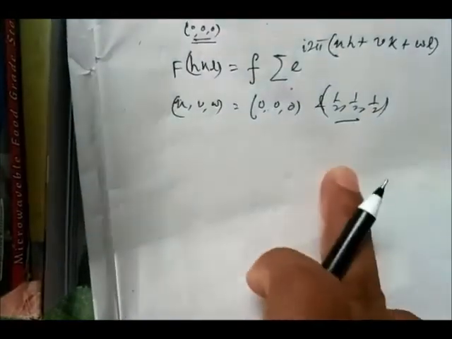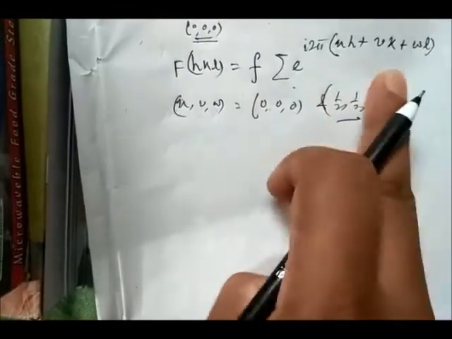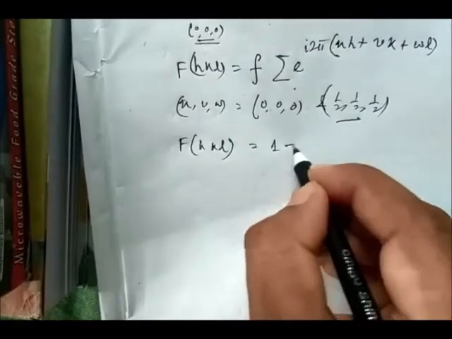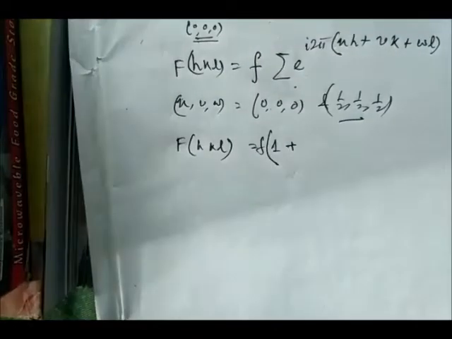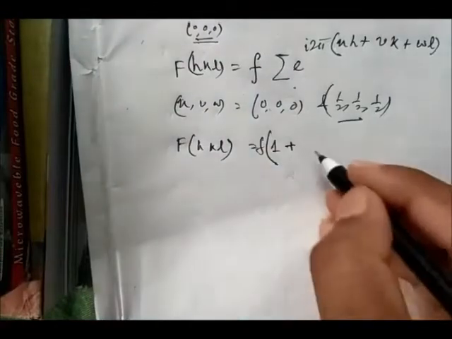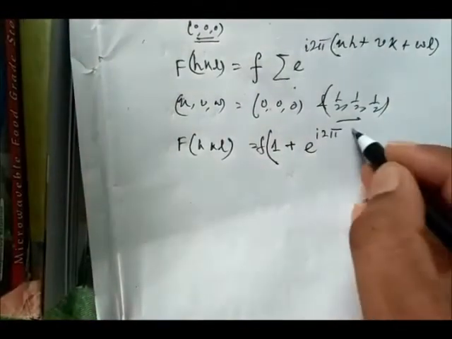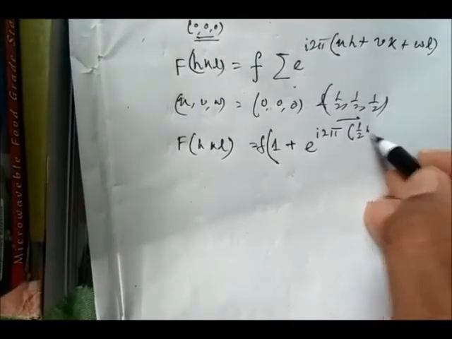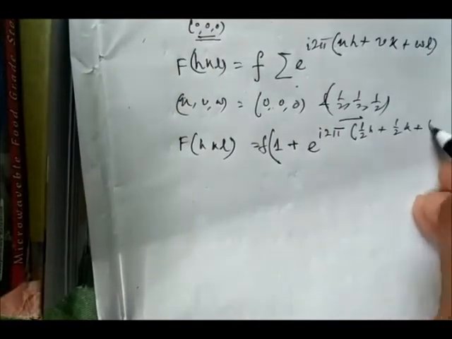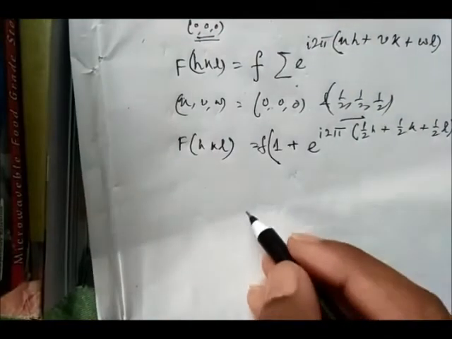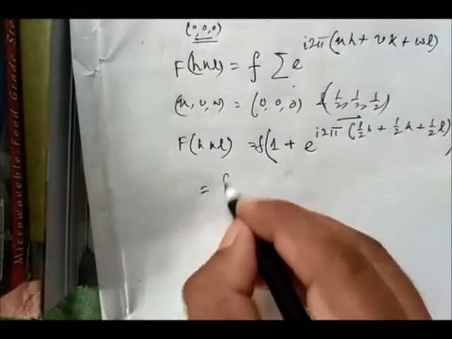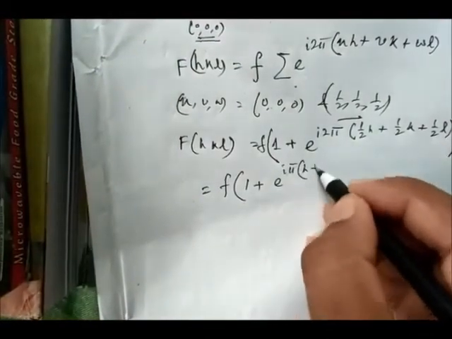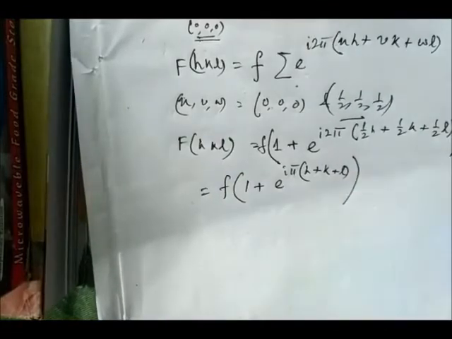Now if you put this 0 0 0, this becomes 1. So F_hkl becomes 1 plus f times e to the power i 2 pi, again half of h plus half of k plus half of l. So this becomes f times 1 plus e to the power i pi (h plus k plus l).